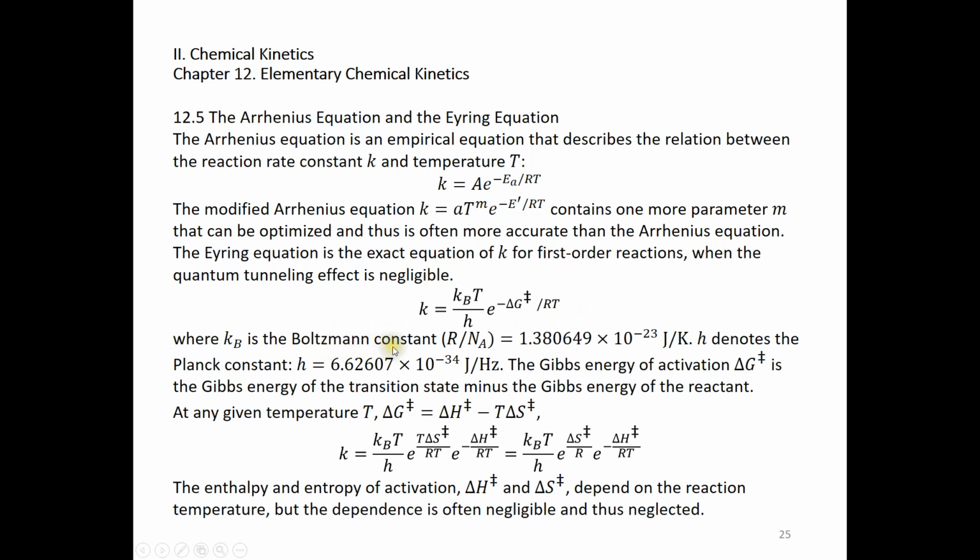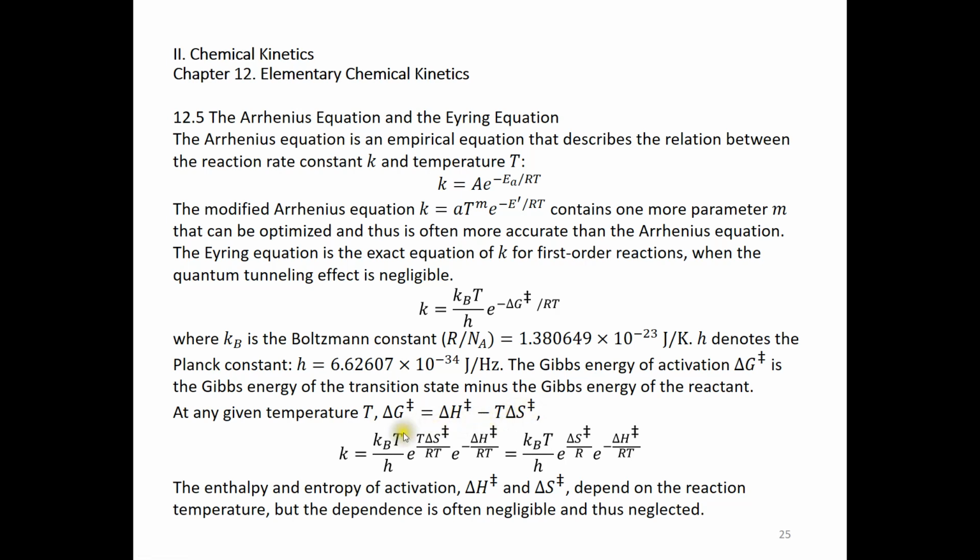k_B is the Boltzmann constant, h is the Planck constant. And the Gibbs energy of activation is denoted by delta G double dagger. It's the Gibbs energy of the transition state minus the Gibbs energy of the reactant. At any given temperature T, delta G is delta H minus T delta S. Therefore, the Gibbs energy of activation is equal to the enthalpy of activation minus temperature times the entropy of activation.